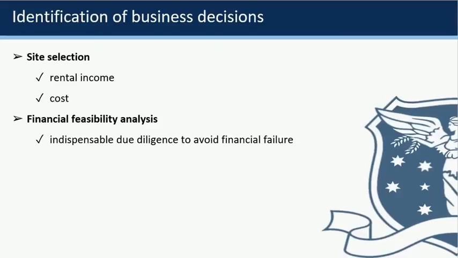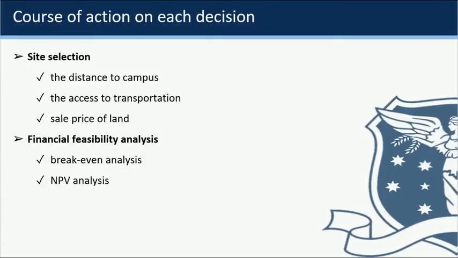Then, the developers need to do a feasibility analysis. It's an effective financial due diligence before construction and can help the developers determine whether to accept the project. Facing these undetermined decisions, Slater and Leonard should do more research and analysis. When it comes to site selection, the factors of the distance to campus, the access to transportation, and the sale price of the land should be considered during the due diligence.